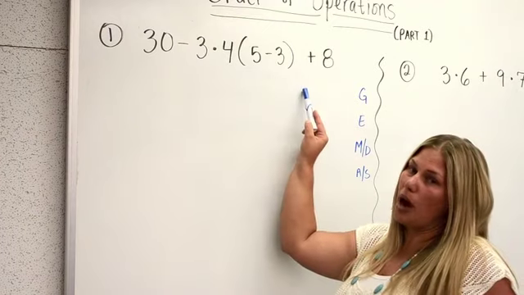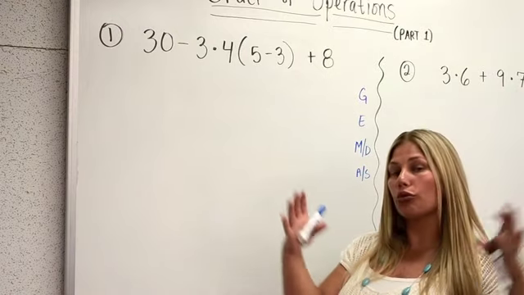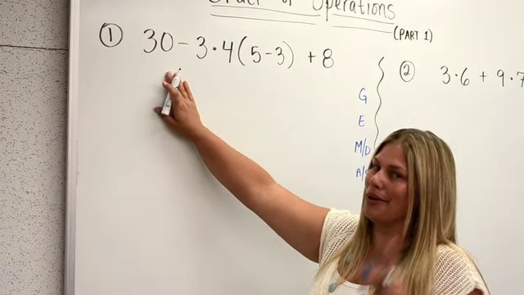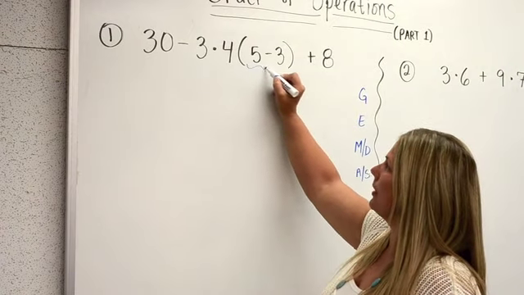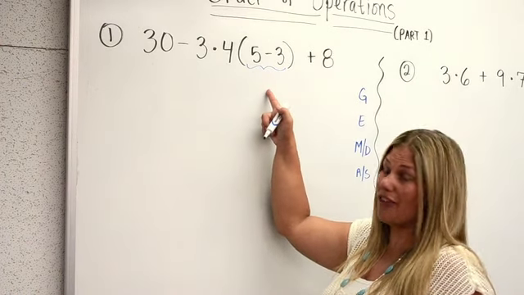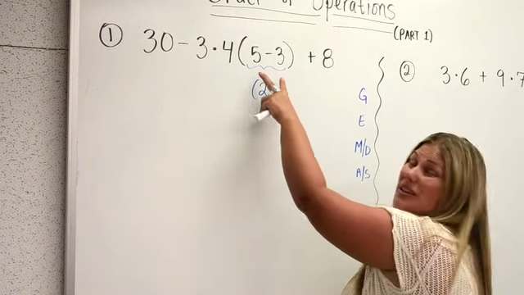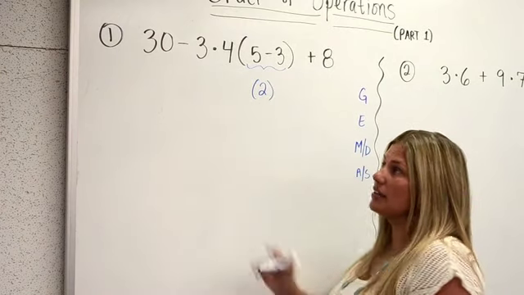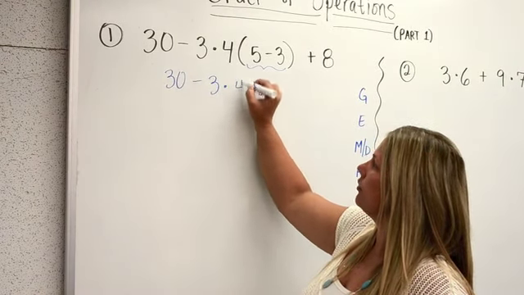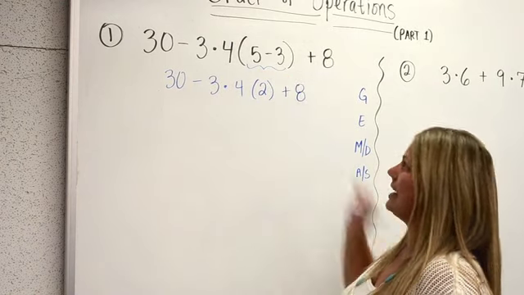As we're looking at this problem, the first thing we're looking for is any type of grouping. And remember, those parentheses group those numbers together. So we have to start this problem not on the left side where most people want to. We have to start in that grouping. So inside those parentheses, it says 5 minus 3. Well, we know 5 minus 3 is just 2. But that's the only part of the problem we solved. So everything else we still have to bring down. We still have the 30 minus 3 times 4. In those parentheses, now we have the 2, and then plus 8.